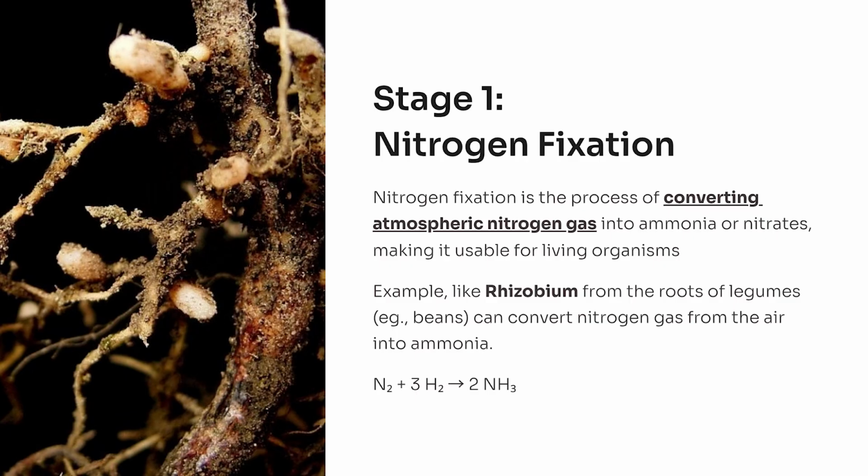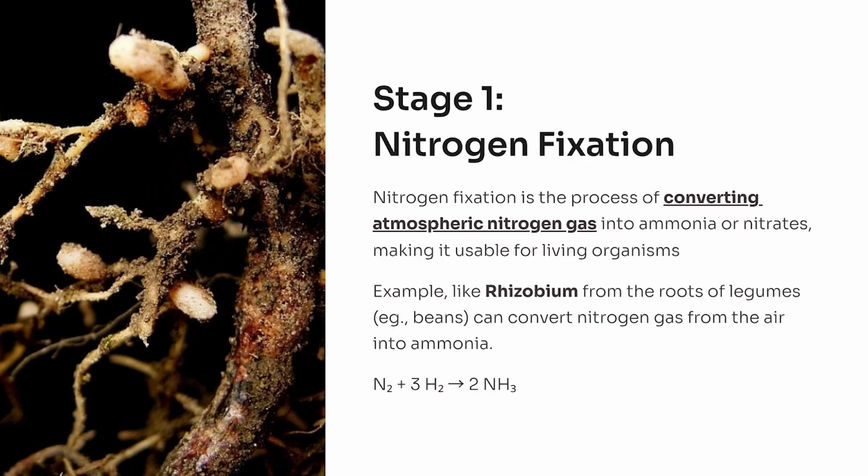One good example of this is rhizobium bacteria. These bacteria live in the roots of legume plants such as beans, groundnuts, and peas. They take nitrogen gas from the air in the soil and change it into ammonia, which plants can absorb.